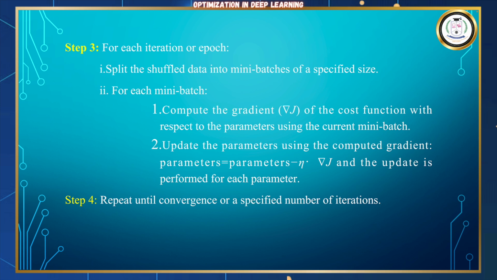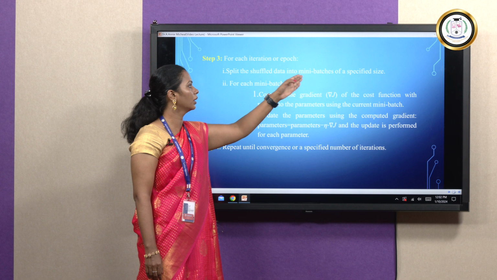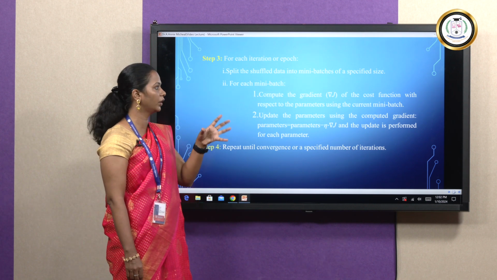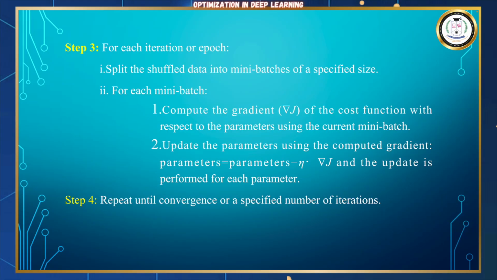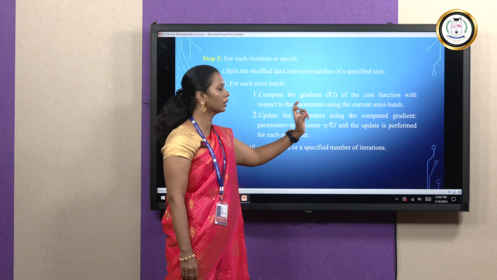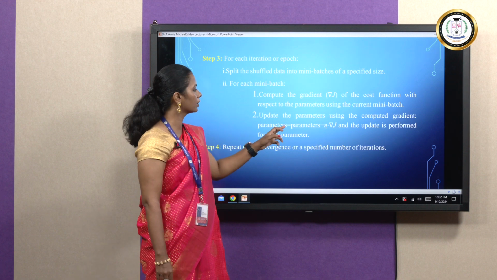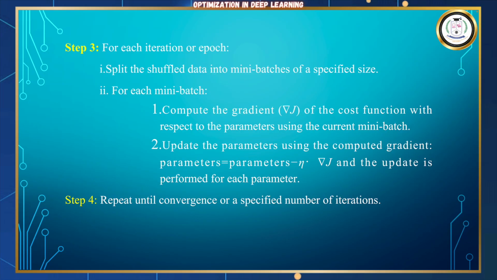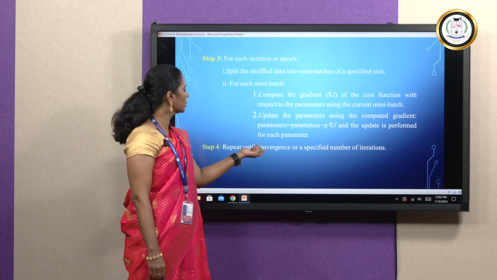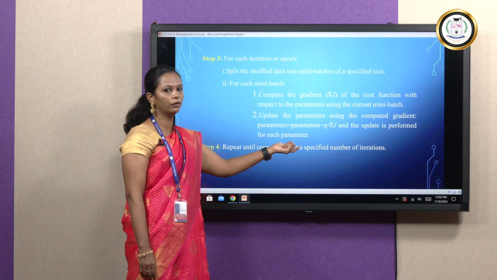Third step, for each iteration you are going to split the shuffled data into batches of specified size. I already said when 100 data are there, you are going to divide it into batches like 25, 25, 25, 25. Now for each mini batch, you are going to compute the gradient of the cost function using the current mini batch. Next we are going to update the parameters using the computed gradient, that is parameters equals parameters minus learning rate times gradient, and the update is performed for each parameter. And this process is repeated until the model reaches convergence or a specified number of iterations.